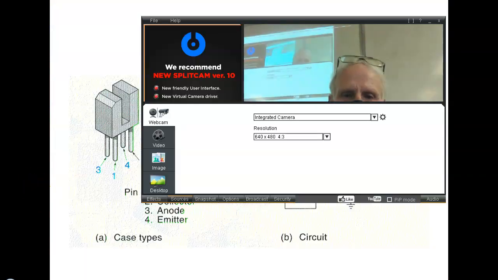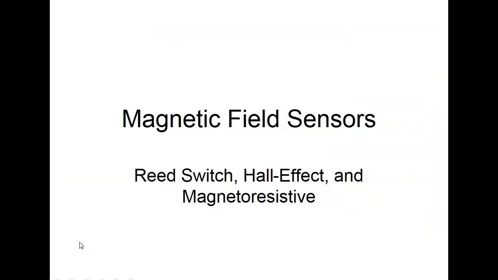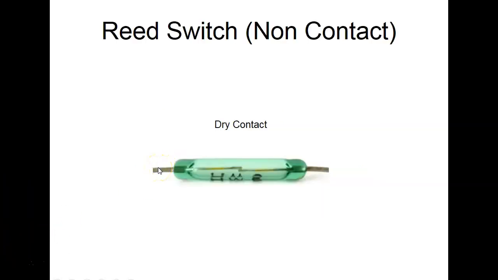Don't have a reed switch. Magnetic field sensors: we have a reed switch, which is electromechanical. Then we have Hall effect and magnetoresistive. So these guys sense magnetic field. So this is a reed switch.